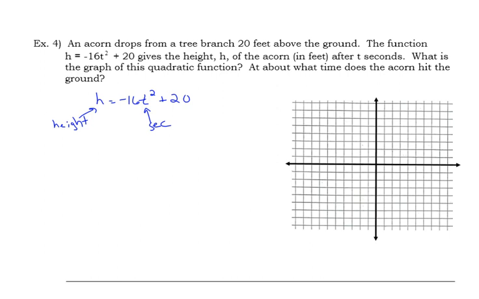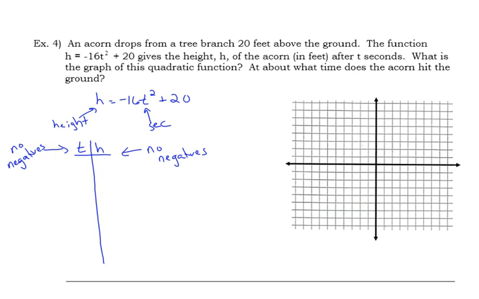Okay, so what I want you to do again is graph this function. This time, instead of x's and y's, I'm going to have h's and t's. Now remember, t is time, and time can't be negative. So when we graph this parabola, we're not going to have negative time. And since h is height, we're not going to have any negative heights either. That means when you graph this parabola, your parabola should only be in the first quadrant.